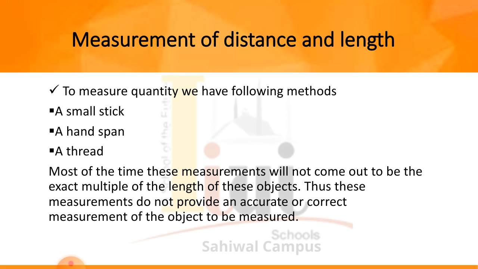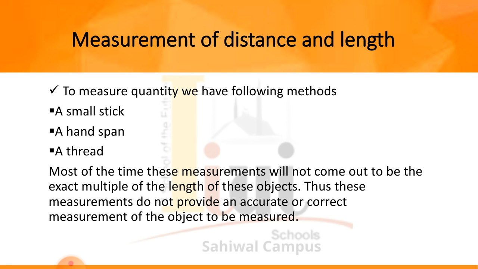So, if we use these kinds of measurements, one may find that the length of the table may be, for example, 10 times a smaller stick. The second one is 5 times a handspan, and the third one is 2 times the length of the thread piece, if we use, for example, a small stick, a handspan, and a thread. So there are three different multiples of different values that we use to measure a quantity.